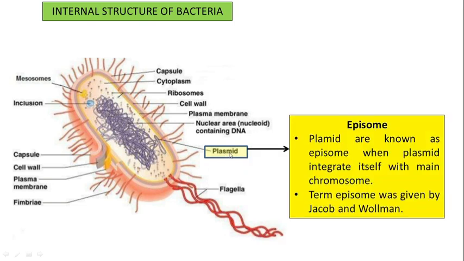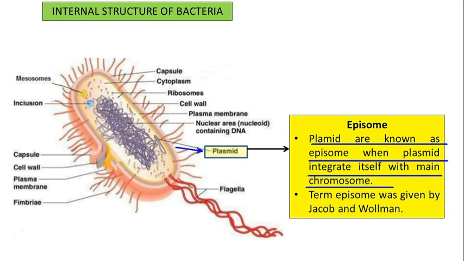Now, some plasmids are also known as episomes. What are these episomes? These plasmids are episomes when the plasmid integrates itself with the main chromosome. If it joins the main chromosome or becomes part of the nucleoid, then we can call it an episome. Episome was discovered by Jacob and Wollman.